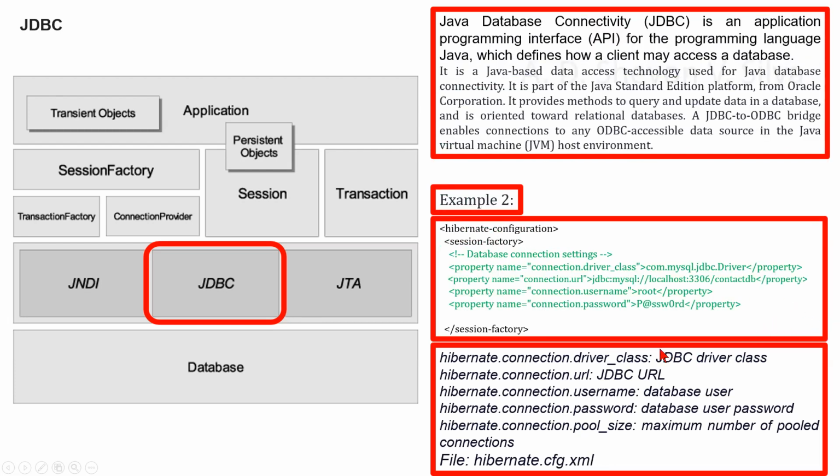As example 2, we can consider this segment, which is in hibernate.cfg.xml. This is the database connection settings. Hibernate.connection.driver_class, the JDBC driver class, hibernate.connection.url, the JDBC URL, connection.username, the database user, connection.password, the database user password, and connection.pool_size, the maximum number of pooled connections.